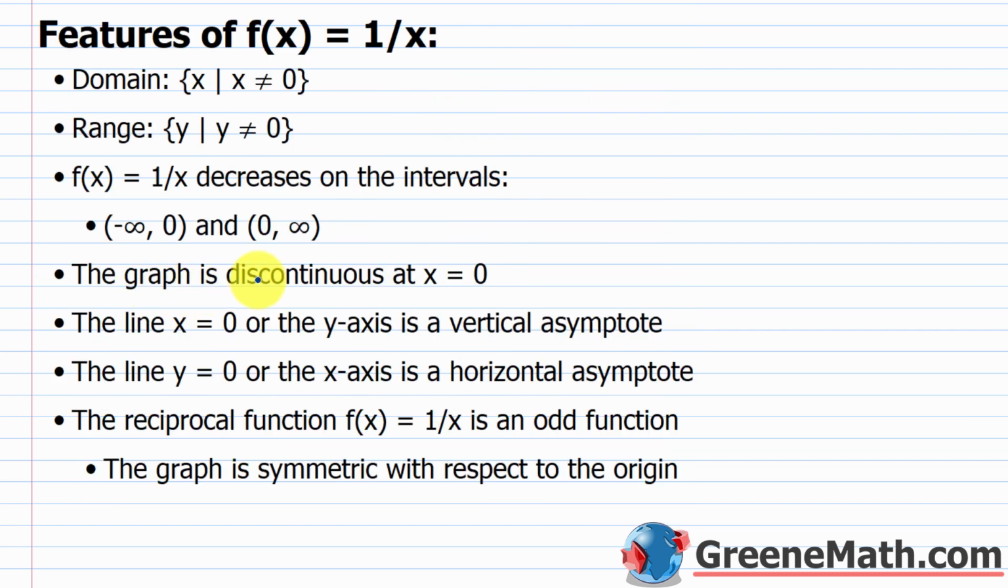Then you have that the graph is discontinuous at x equals 0. Again, because we can't divide by 0, that's undefined. The line x equals 0 or the y-axis is a vertical asymptote. Then we have the line y equals 0 or the x-axis is a horizontal asymptote. And then the reciprocal function f of x equals 1 over x is an odd function. So again, we've talked about this a lot. The graph is symmetric with respect to the origin.